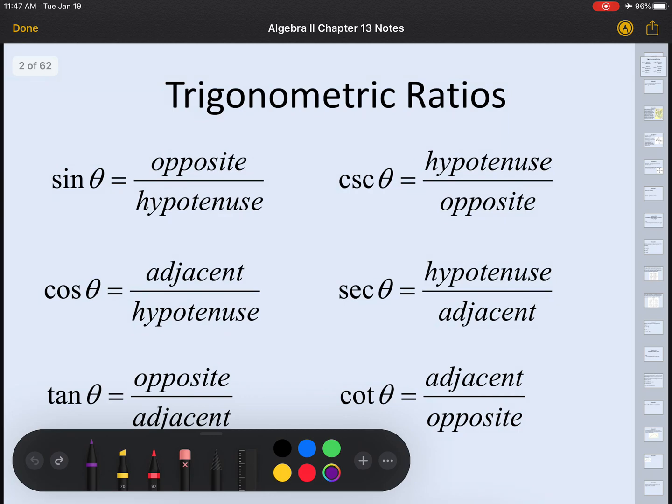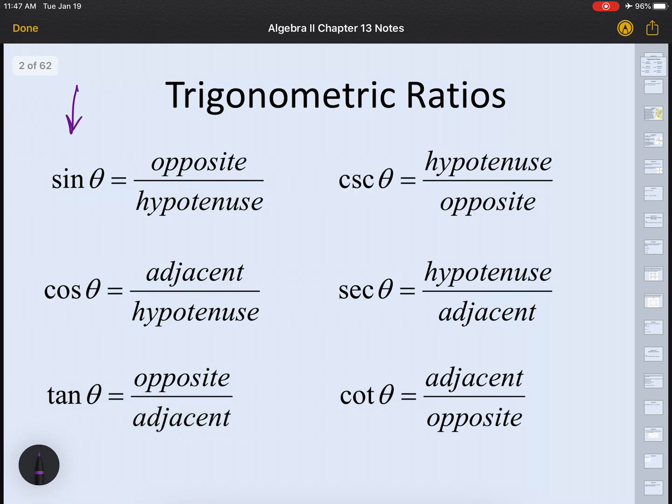The first three on this side, an easy way to remember is through SOHCAHTOA. SOH means S for sine, O for opposite, and H for hypotenuse. CAH is the C in cosine, the A in adjacent, and the H in hypotenuse. And TOA is the T in tangent, the O in opposite, and the A in adjacent.